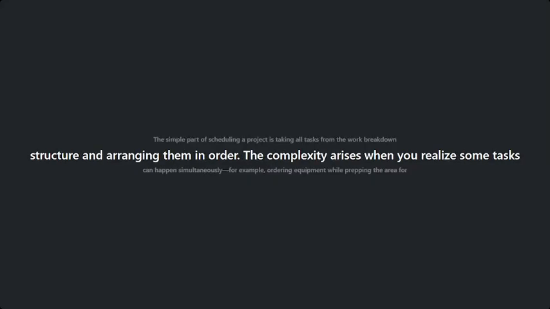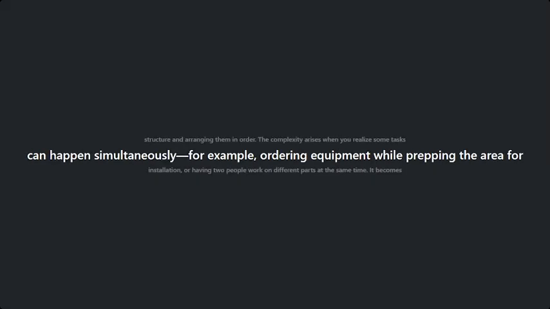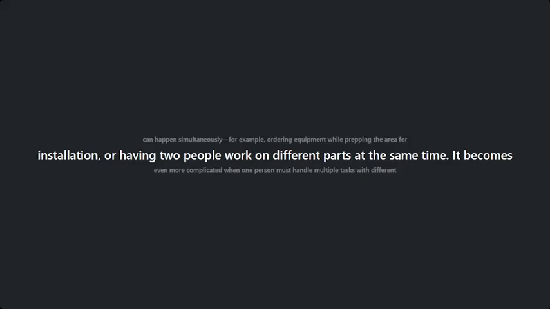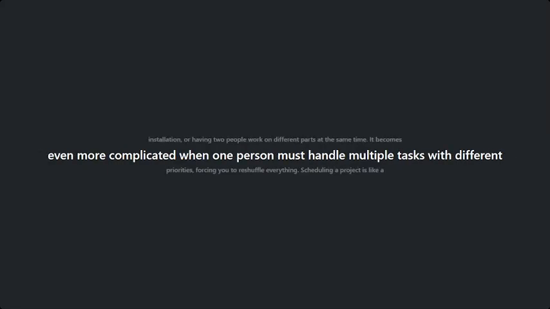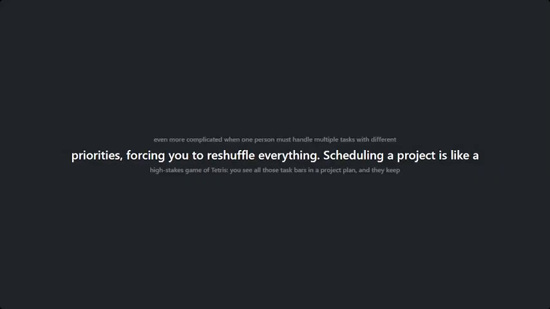The complex piece starts to come when you realize that some tasks can happen at the same time. You can order equipment and then prep the area for it to be equipped. You can have two people working on different parts of the project at the same time. And it gets further complex when you have one person that has to do a lot of things of different priorities and you have to shift things around.